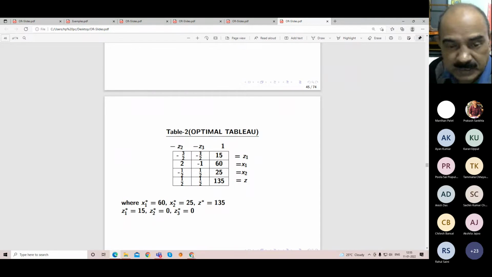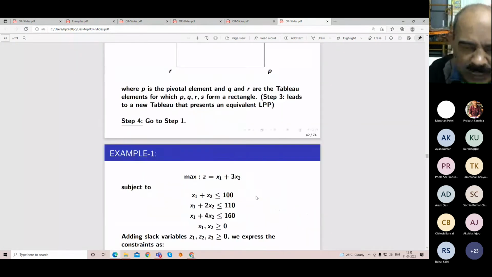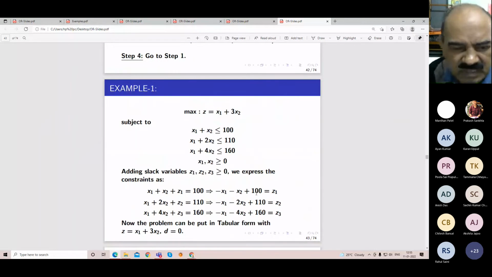Should I repeat? See, specifically, we have discussed a problem. Only slack variables are there.